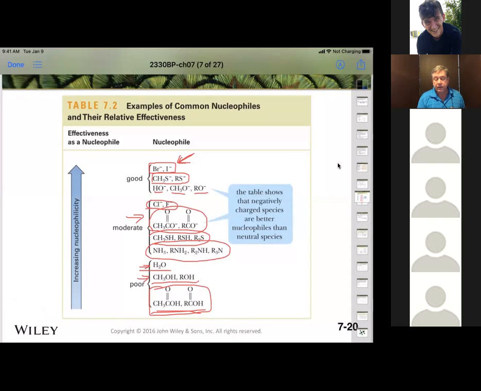Okay, so just have a good idea of a couple good nucleophiles, a couple moderate nucleophiles, and look at that. Our solvents, water and methanol and acetic acid, are our poor nucleophiles.